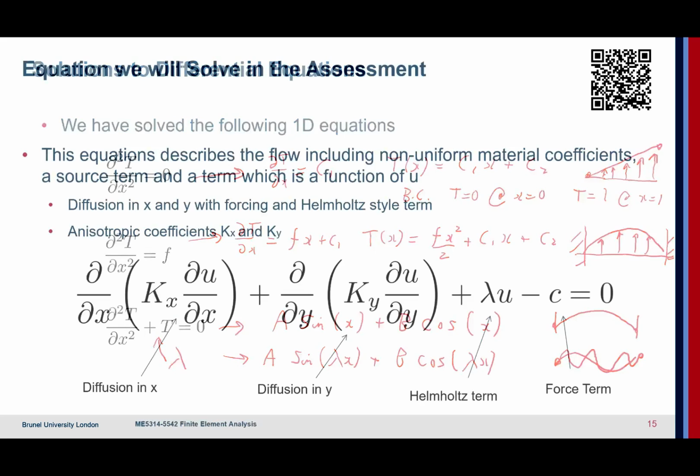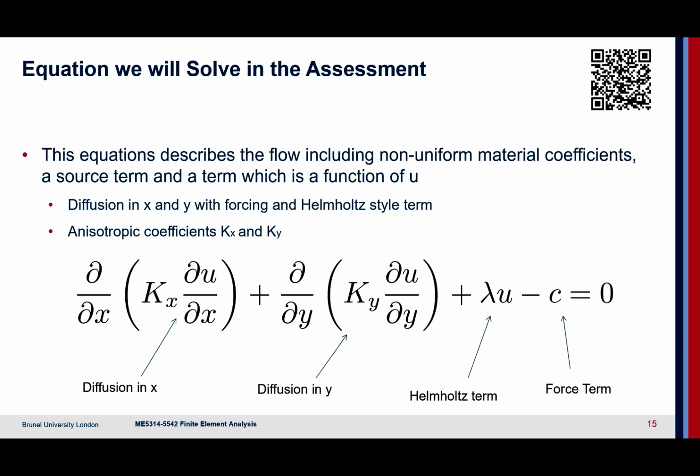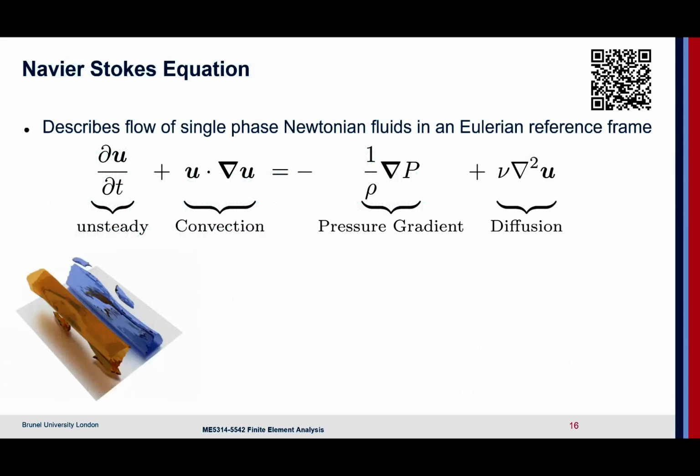So just to give you an idea physically what these correspond to, first of all, if you think about the equation we'll solve in the assessment, you can see it includes all of these terms: Helmholtz, forcing, and diffusion. So when you come to do your assessment, you should be talking about this equation physically in terms of what these terms mean and what they do, and understanding physically what you should be getting in terms of solutions when various terms are 0 or not.